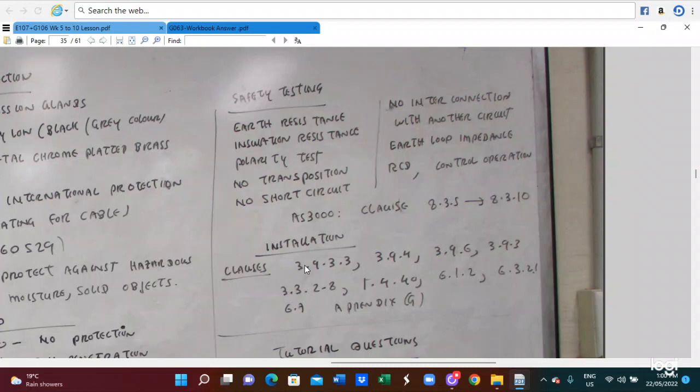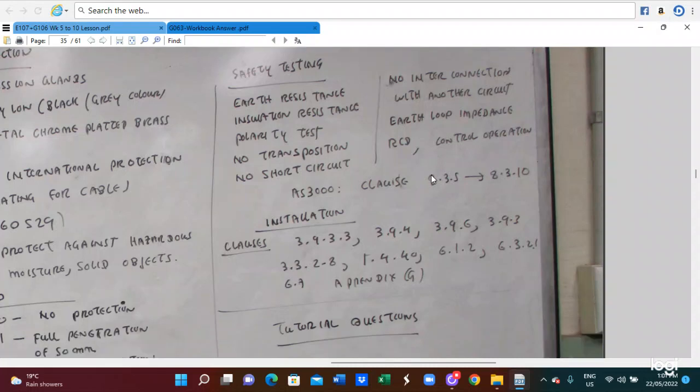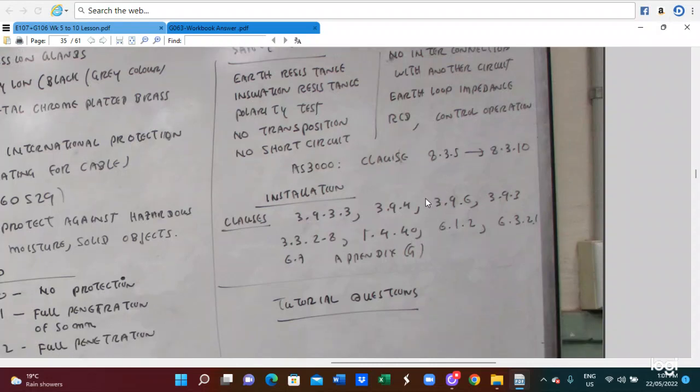We also need to do the safety testing. We have to measure the insulation system, polarity test, no transposition, no short circuit, no interconnection with another circuit, and loop impedance, RCD, and the control operation. AS/NZS 3000, clause 8.3.5 and the 8.3 tests need to be followed.